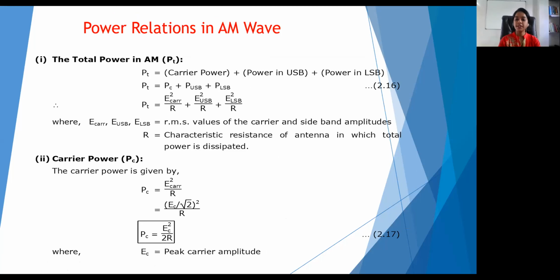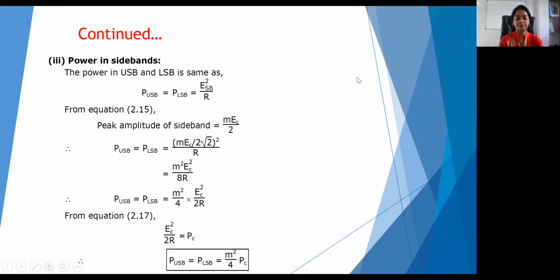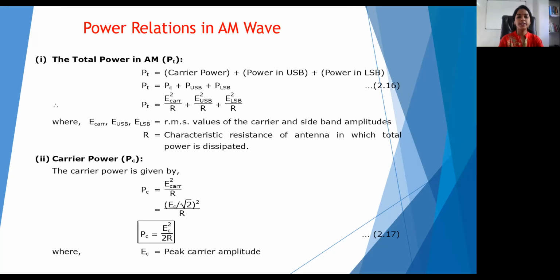Now if frequency is there, amplitude is there, and varying time is there, then there will be power. Okay, so the total power in an amplitude modulated wave is calculated as carrier power, power in the upper sideband, and power in the lower sideband. All these three powers, when you add them up, you will have the total power. Here you will have to remember these formulas for calculations. You will be having numericals. We are also going to solve one numerical. For that you have to remember the formulas.